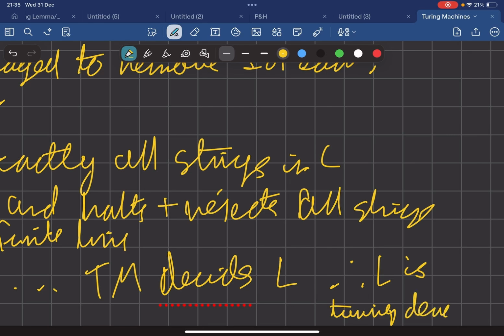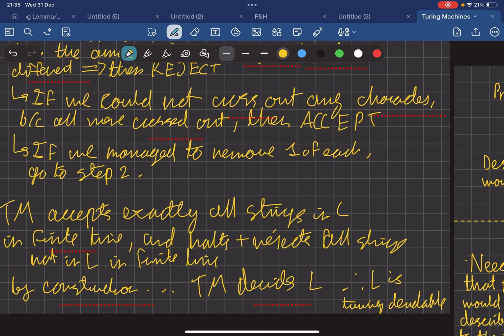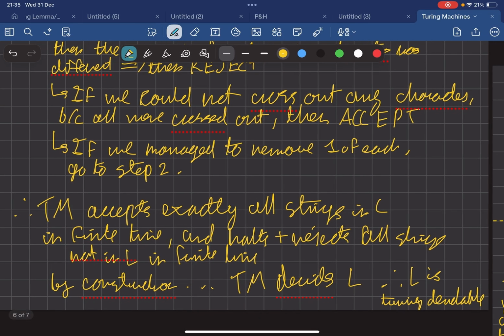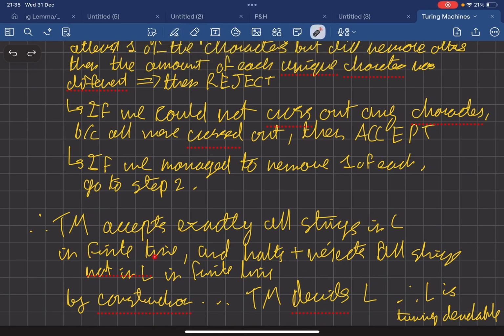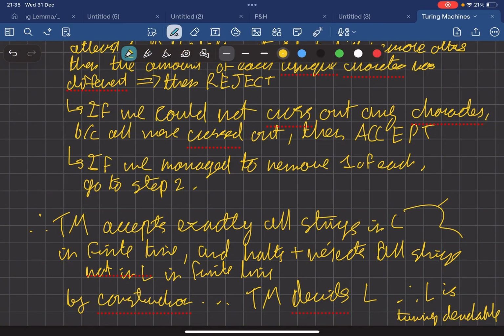So you should write that out properly, but I'm just not doing that for the sake of saving time. So at the end, you have to do this final step where you say that the Turing machine decides L, and therefore L is Turing decidable. And don't forget to talk about this finite time thing. It's very important. Always mention finite time, and that it'll always halt for decidability specifically.